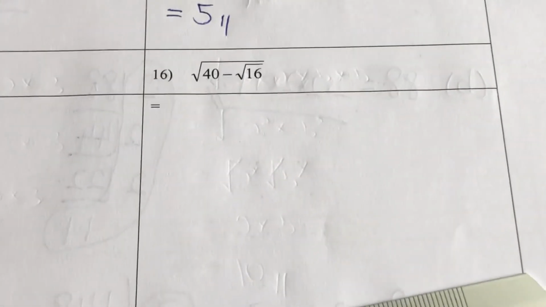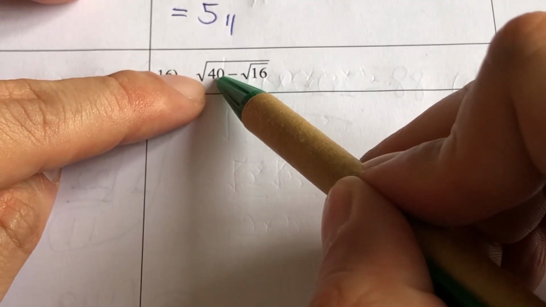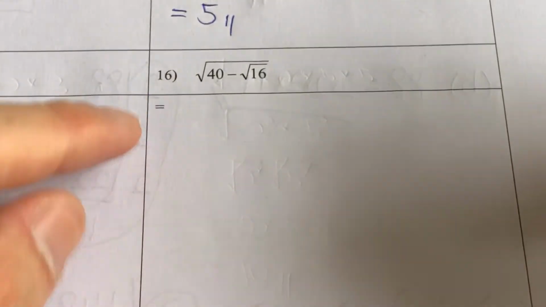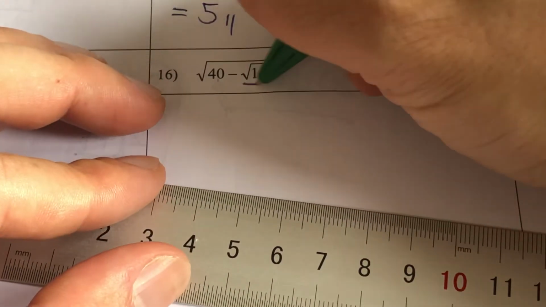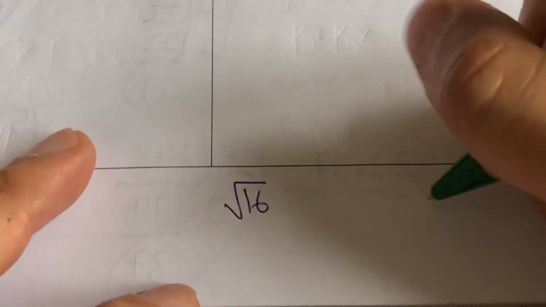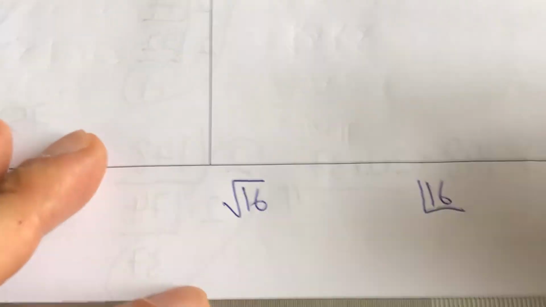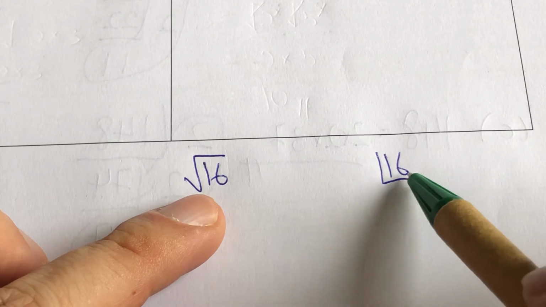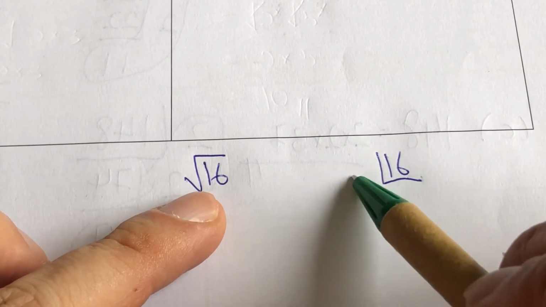And then let's look at this one. Square root of 40 minus square root of 16. So now let's try to deal with the 16. Okay, I would like to do it here. Square root of 16. First of all, you have to break it down into prime number factors. 16, 16 can be divided by 2.